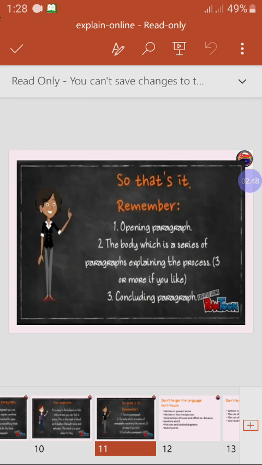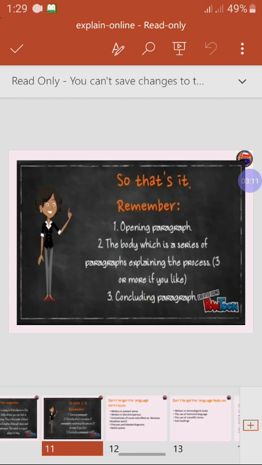So let's remember together again. The opening paragraph, it's the introduction where we can write the general information about the topic. The second one and the third one, you are going to write or explain each stage of the process. The last paragraph is a concluding one where you can write a sum up of what you said. You can write another stage, or you can write general information about the process.